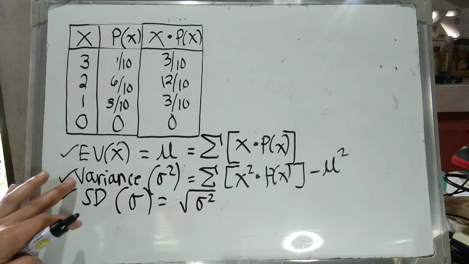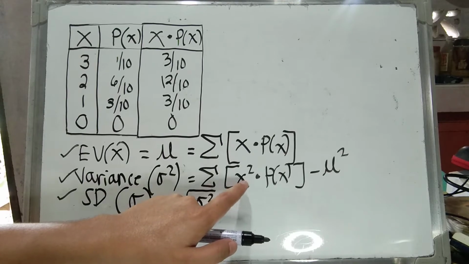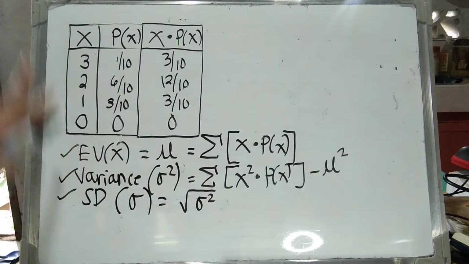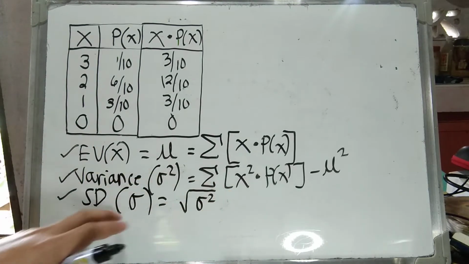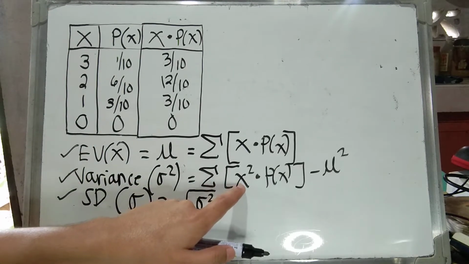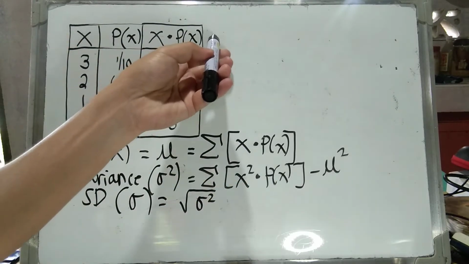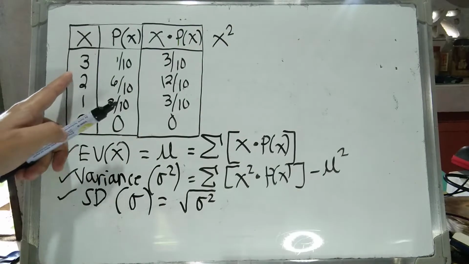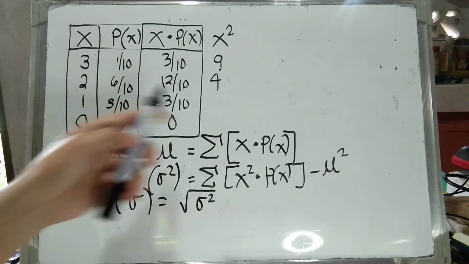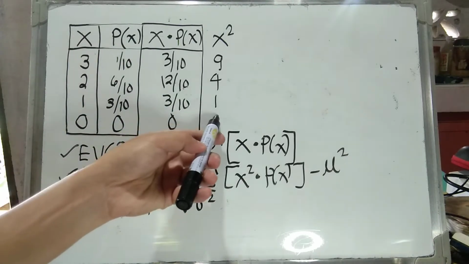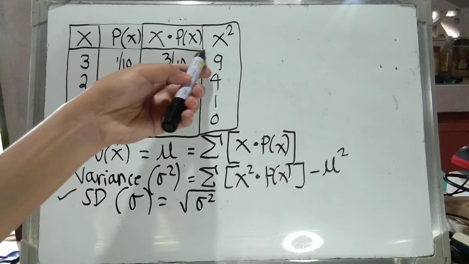Next, let us proceed with the variance. According to the formula, we have to square. What we are trying to complete right now in the table are the components of each formula. So we have to square our x, squaring our random values. This is on the fourth column. 3 times 3 will be 9. 2 times 2 will be 4. 1 times 1 will be 1. And 0 times 0 will be 0. This is our fourth column.